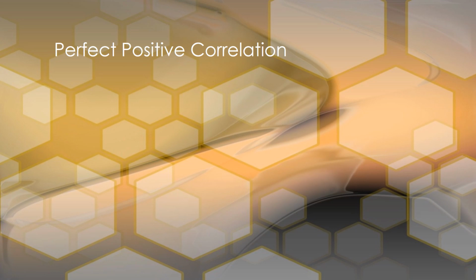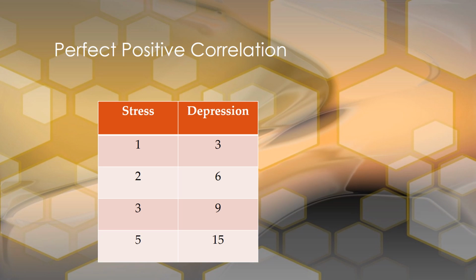Here's a perfect positive correlation. Here's our data. So stress goes up and so does depression. Each time stress goes up by 1 unit, depression goes up by 3 units. So we go from 3 to 6 because it goes from 1 to 2, because it's going up by 1 unit. And then we go from 2 to 3 for stress, so depression goes up by 3. But then we go from 3 to 5, so stress is going up 2 units, so that means depression has to go up by 6.